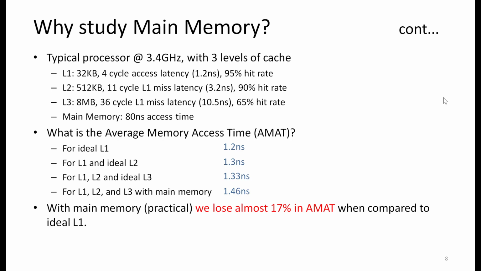Now, with the practical memory hierarchy, we can't override it. We are losing almost 17% in our AMAT, which can reflect in the worst case a 17% drop in the performance when compared to a single level of cache, which is ideal.